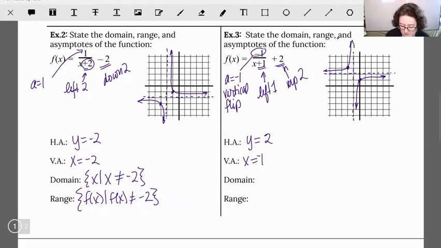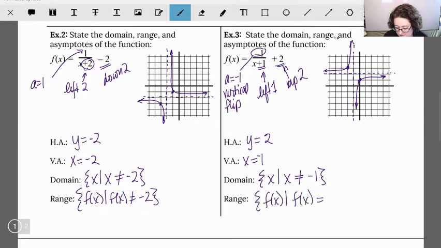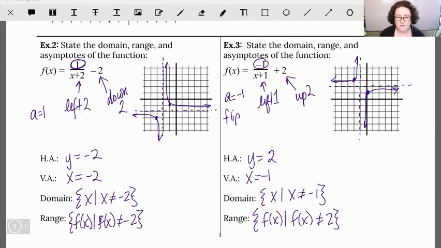So then domain, here we go. X is such that x cannot equal which value? -1, right, from the vertical asymptote. And then f of x, or our y values, cannot equal 2 because of our asymptote. So what if we're not actually given an equation?